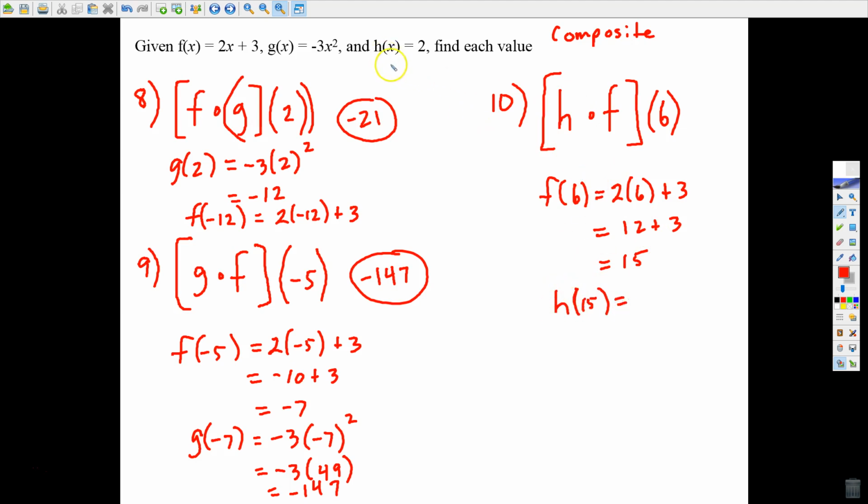Well, for the h function, it always results in a constant. No matter what you do as an input, you're always going to get 2 as an output. It's called a constant function. So even though we're inputting 15 here, the result is still 2. And that's always going to be true for this particular function, no matter what the input is. So my answer for number 10 is 2.